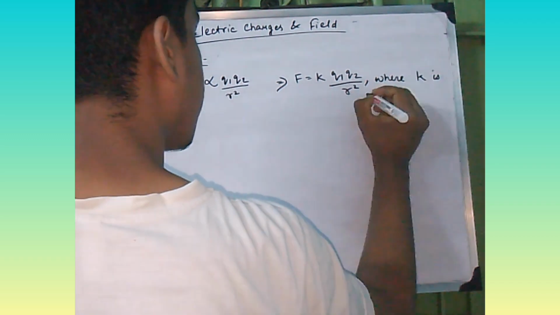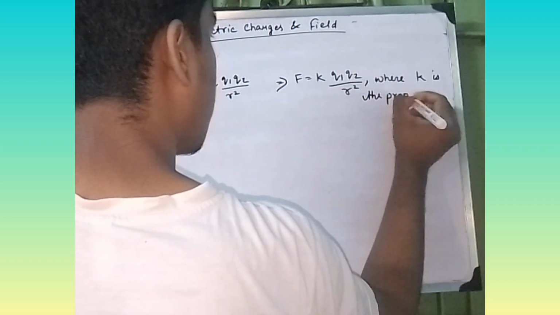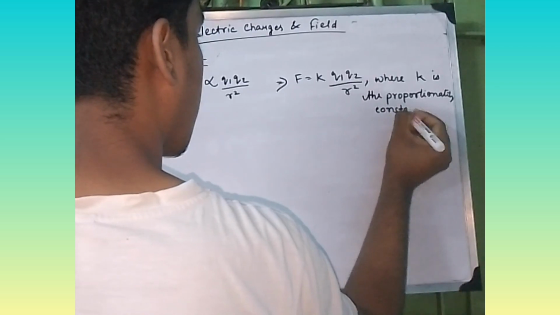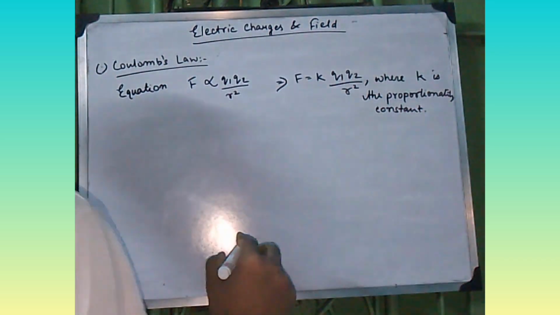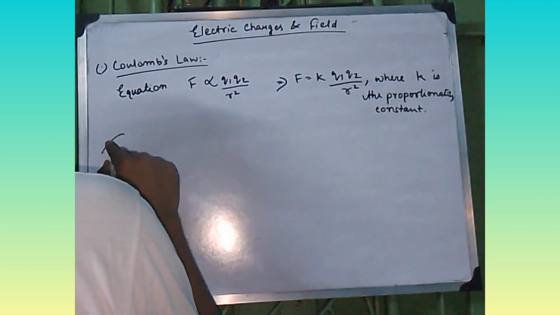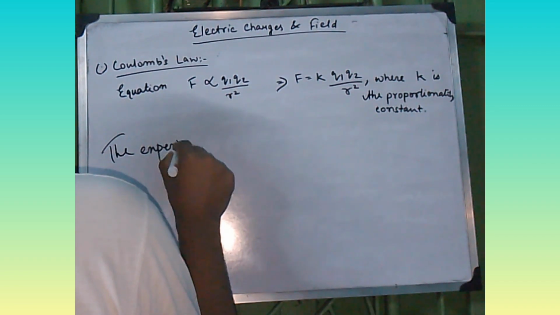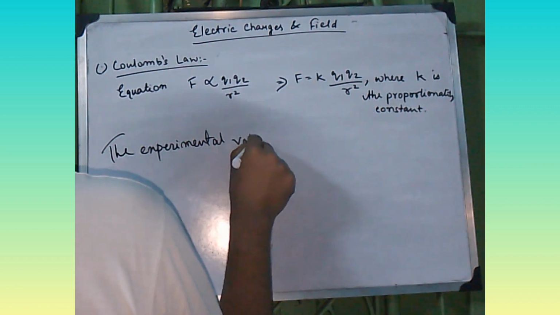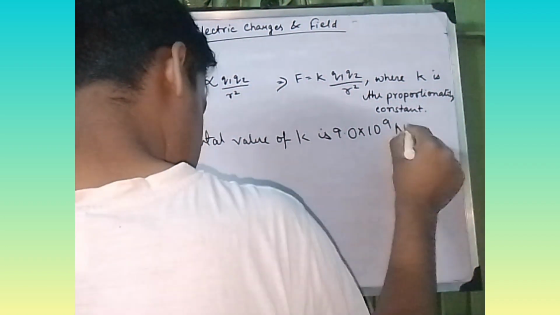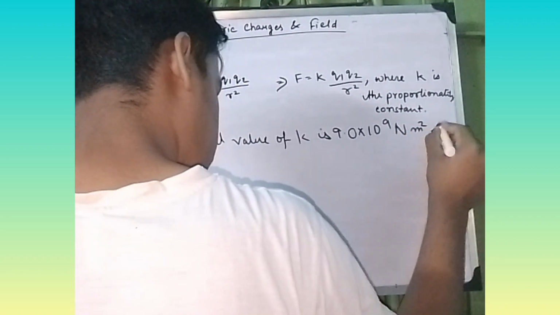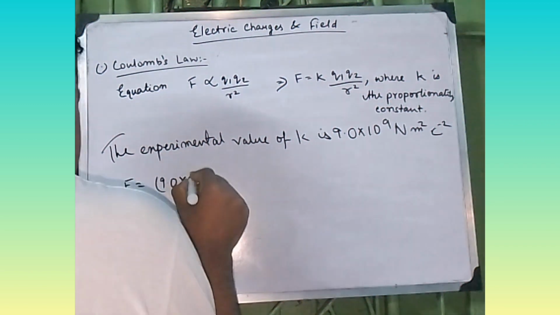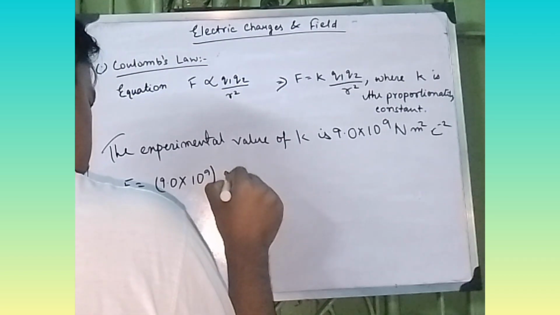We can also write this equation as F equals k q1 q2 by r square, where k is the proportionality constant. K depends upon the medium in which the charges are placed and the units used for charges, distance and force. If the unit of force is Newton, unit of distance is meter, unit of charge is Coulomb, and both the charges are situated in vacuum or air, then the experimental value of K comes to 9.0 into 10 to the power of 9 Nm square per C square.